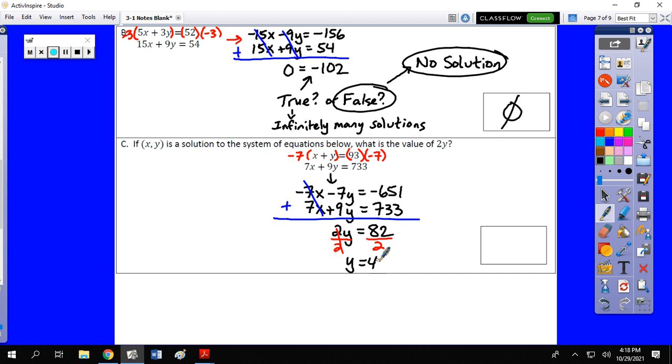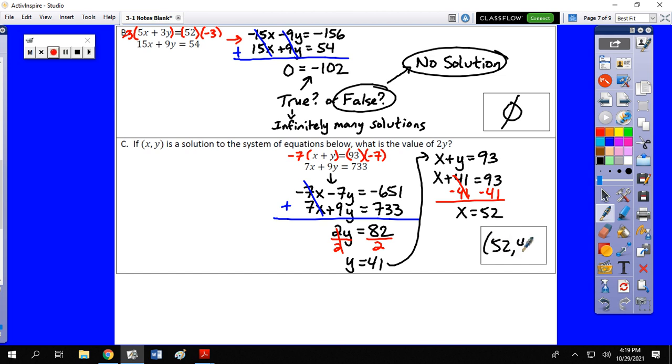to give me that y equals 41. So if y equals 41, I'm going to plug that back into the original first equation to give me x plus 41 equals 93. And then I'm going to subtract 41 from each side, which would give me x equals 52. Again, we want to write our answer as a coordinate point, x, comma, y.